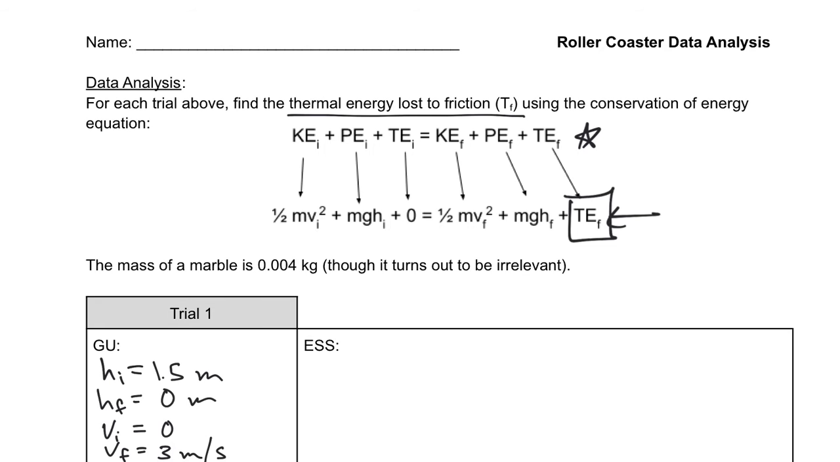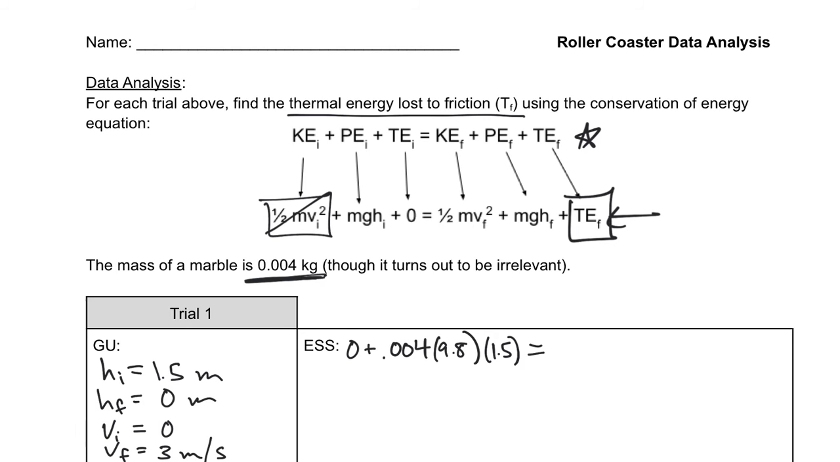You're going to plug those into your conservation equation. So we start with kinetic energy initial, right there, 1/2 m v_i squared. But my v_i is 0, and yours probably is too, so that term goes away, and it is 0. Plus mass times gravity times height. Your mass of the marble is 0.004 kilograms. It's there on your sheet. That's the average mass of the marble. Times gravity, 9.8, times your height initial, which is whatever you measured for your coaster. I'm putting 1.5 because that's my made-up number. Plus thermal energy initial is 0. When you add 0, it doesn't matter, so I'm not even going to write it.